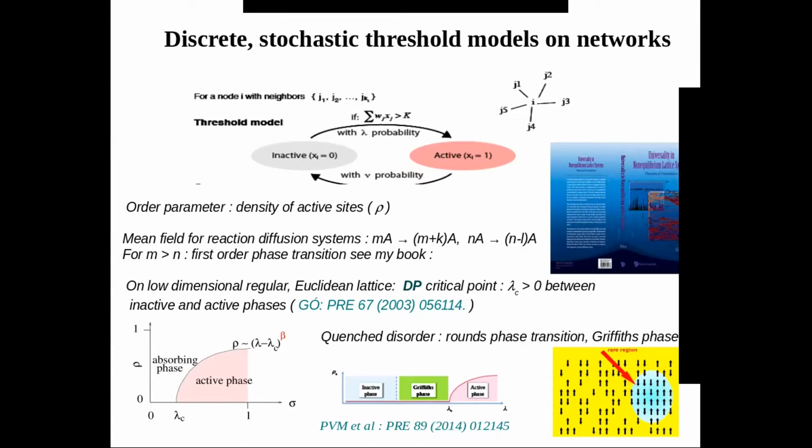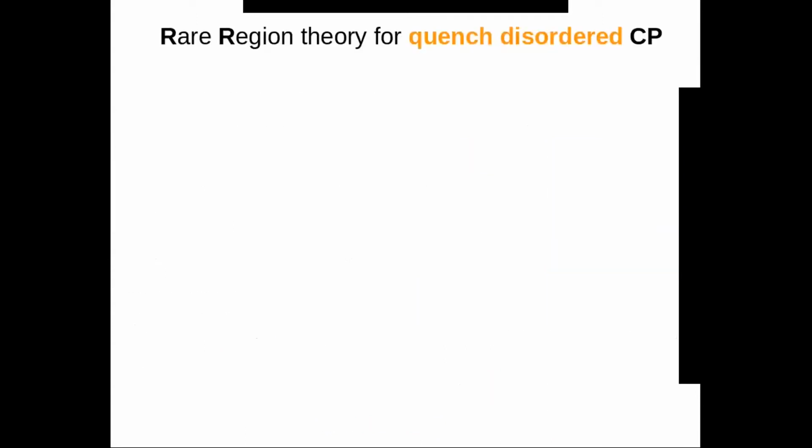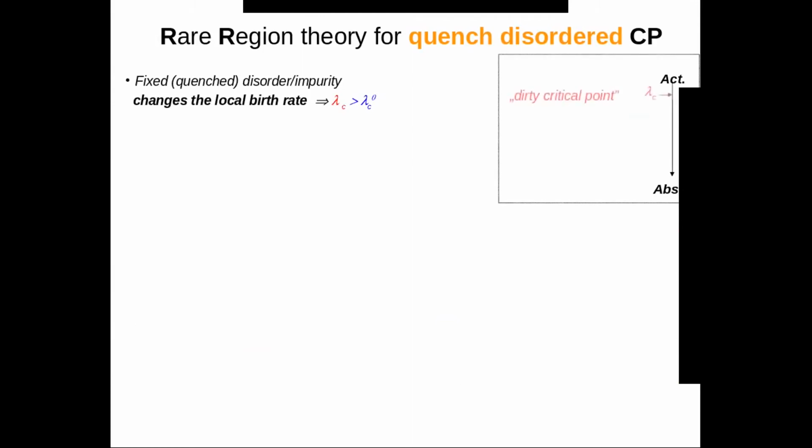And I will show in a bit more detail this rare region theory for the quenched disordered contact process, which also belongs to the directed percolation universality class. If you have a clean model, you can have a phase transition in this contact process at lambda_c0, which is called the clean critical point between the active and absorbing state.